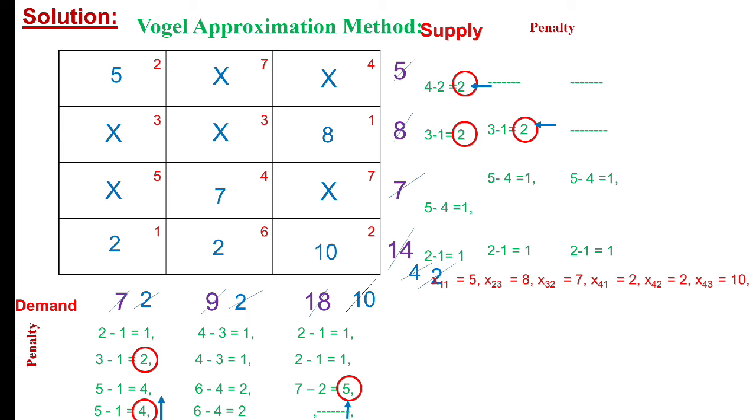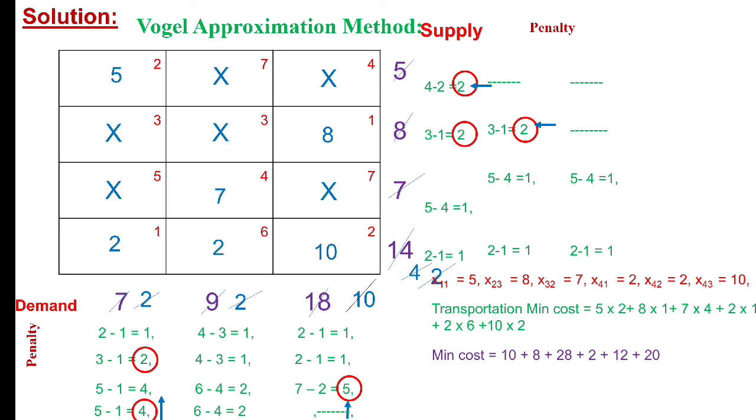Now the total minimum transportation cost will be 5 into 2 plus 8 into 1 plus 7 into 4 plus 2 into 1 plus 2 into 6 plus 10 into 2. Therefore, the minimum cost is 10 plus 8 plus 28 plus 2 plus 12 plus 20, which gives the minimum cost equal to 80. This is the way the problem is solved.